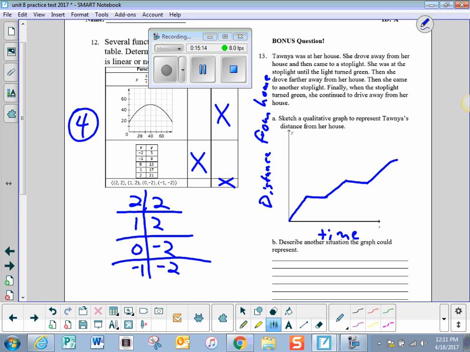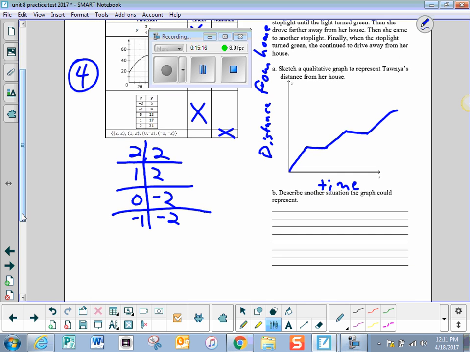Okay, did you guys come up with any other situations the graph could represent? Alex? Anya was at the supermarket, she left the supermarket and went to her car, she started to head home, she came to a stoplight, sat there till it turned green, once it turned green, she started heading home again. So the same scenario.